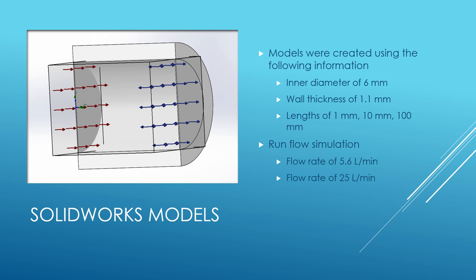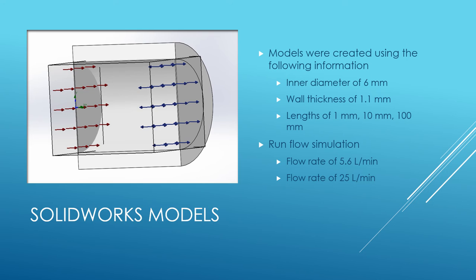With the materials selected, the SolidWorks models were then able to be created. These models were created with the dimensions that were found for regular blood vessels in the human body, which include an inner diameter of 6 millimeters and a wall thickness of 1.1 millimeters. For these simulations, the lengths of the blood vessels varied from 1 millimeter to 10 millimeters to 100 millimeters. These models were then placed in SolidWorks and run through a flow simulation, where it used a new fluid that was defined as blood.